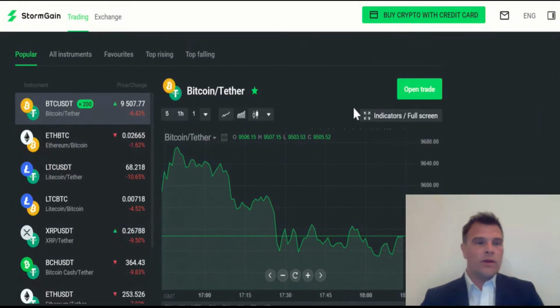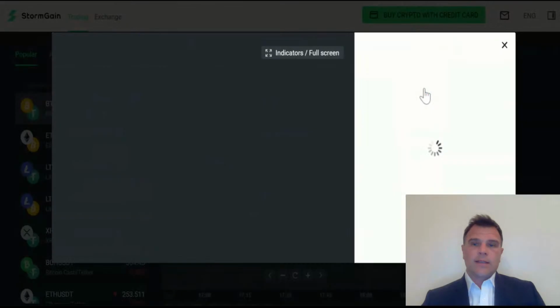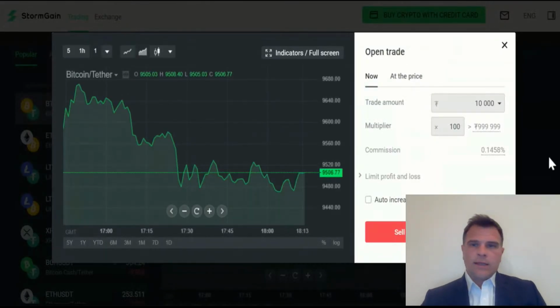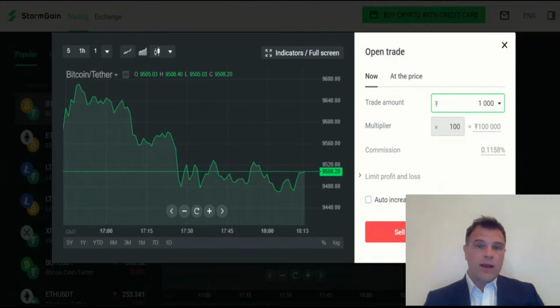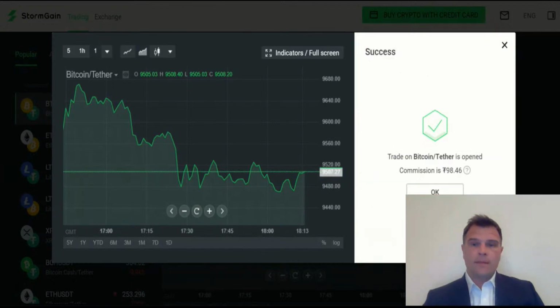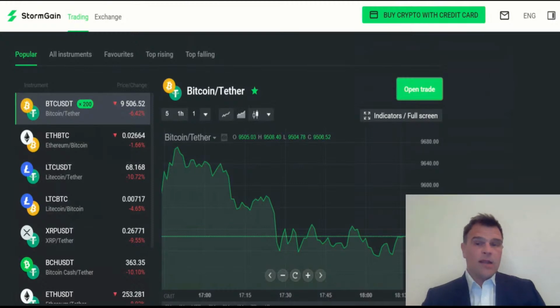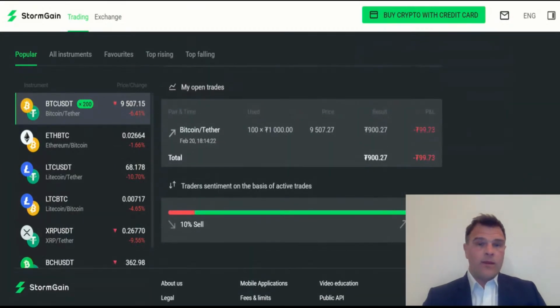So if we look at Bitcoin and open a trade, we say let's go for a trade amount of 1,000, and we have a multiplier here. All we do is either buy or sell. So I will buy this Bitcoin against Tether. Okay, so it's open. The commission for that was 98 Tethers. And that comes up in our instruments. We'll see down here we've bought 1,000 Bitcoins at 100 multiple. I'll discuss multiples in a second.